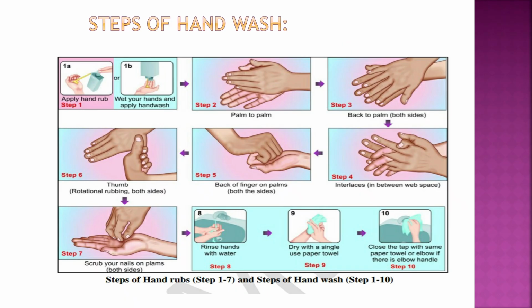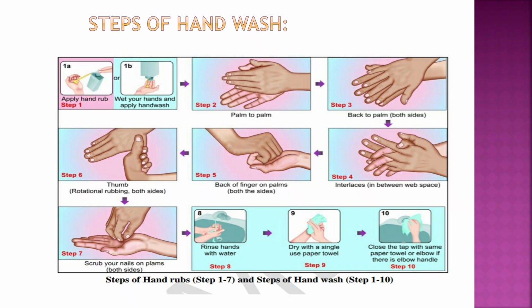So here you can see the steps of hand wash. For the hand rub, when we are using alcohol based sanitizer, total steps are 7, and for hand wash, when we are using water and liquid soap, total steps are 10. So first you have to apply hand rub or liquid soap or soap.